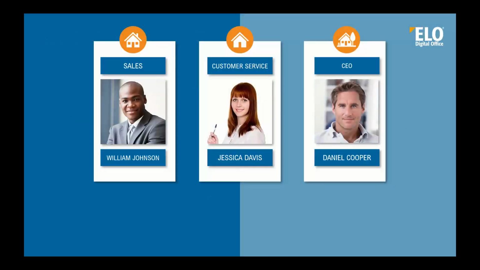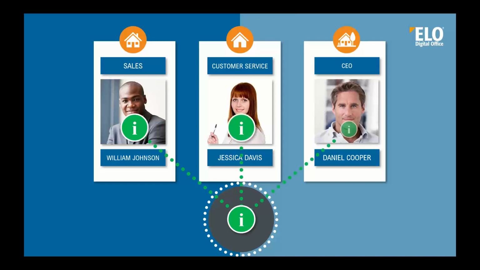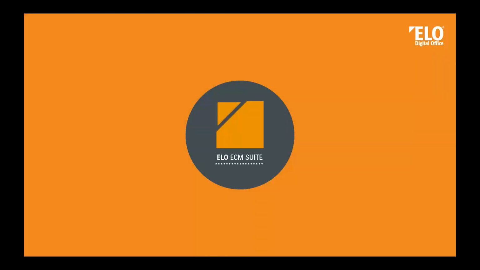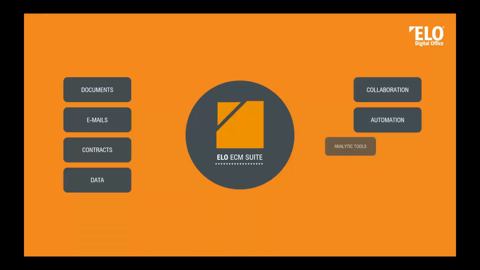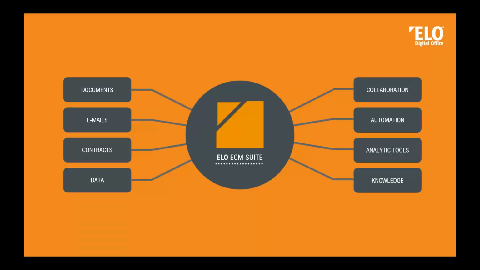So back to our example, William Johnson receives information, and instead of forwarding it to Jessica Davis or calling her or something else, he files it in a central location. And in this central location, Jessica Davis and Daniel Cooper can access the information, even if William Johnson is not available, when he's on holiday or something. They can access the information as well. And the central location is the ELO ECM suite. And in the ELO ECM suite, you can file your documents, you can file your emails, or create some contracts, or edit some data. You can collaborate, you can automate some things, and you can use analytic tools to get an overview, and you can share your knowledge as well.